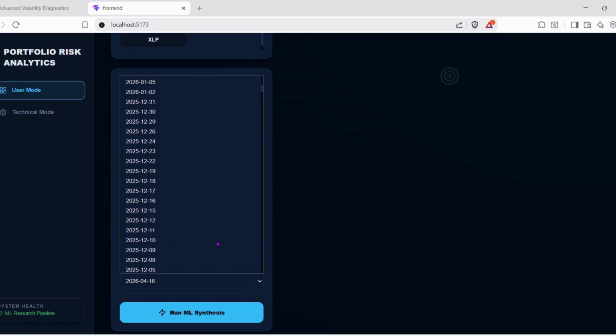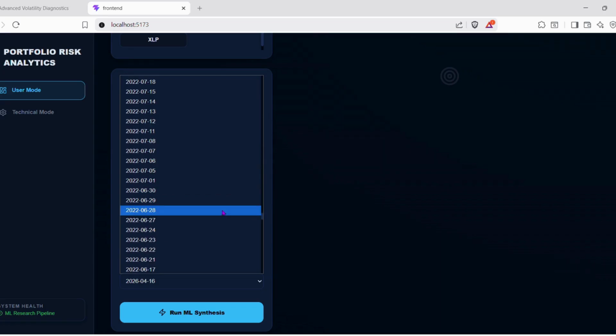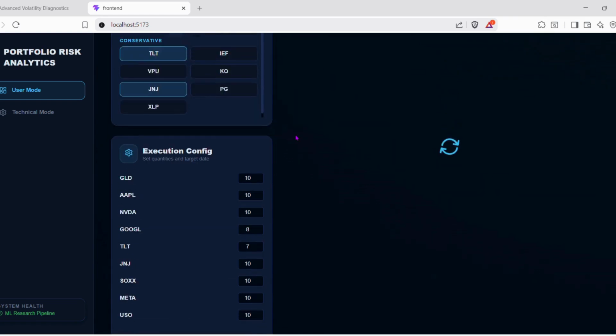Now this analysis target date is designed so that whenever it goes through the news aspects, only news up to and before this date are considered, so that there is no data leakage of any future dates. And then we will run our machine learning synthesis on the basis of this information.